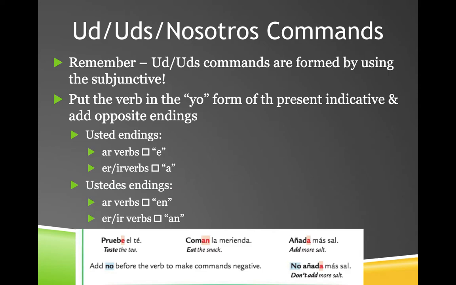Here's the lucky part. If you're going to make them negative commands, you just put a no in front of it. It's still the subjunctive. Long story short, all commands, except for affirmative tú, are in the subjunctive. Affirmative tú is that he, she form in the indicative, this plain old Spanish 1 conjugation. Everything else is in the subjunctive. Whether it's an affirmative usted command or a negative usted command, it's just add salt, don't add salt. Añada más sal. No añada más sal. Don't add salt.